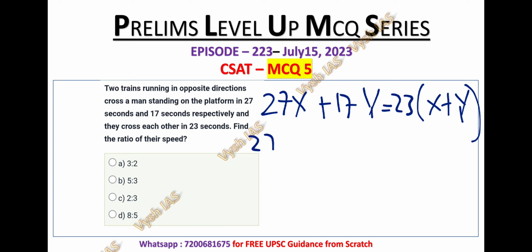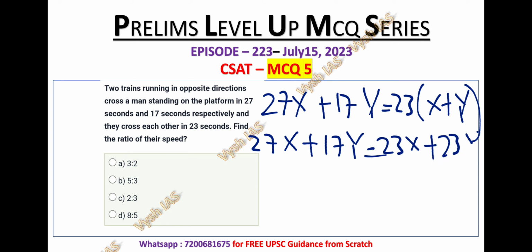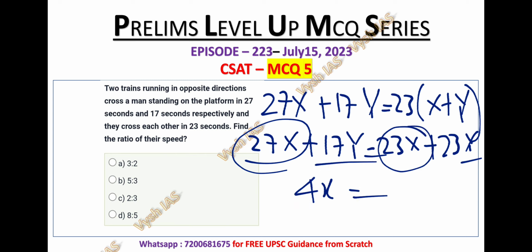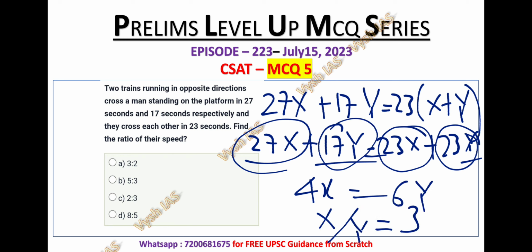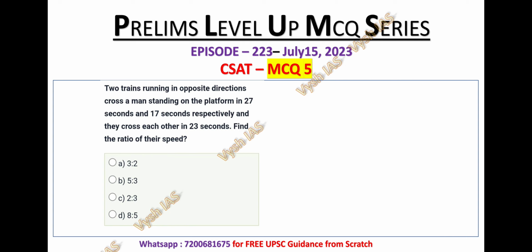If you further solve it, 27x plus 17y is equal to 23x plus 23y. Further solving, 27 minus 23 is 4x, and 23 minus 17 is 6y. So x by y is 6 by 4, that is 3 by 2. They have asked to find the ratio of the speeds, so 3 by 2 is the correct answer. So option A is the correct answer for MCQ number 5.